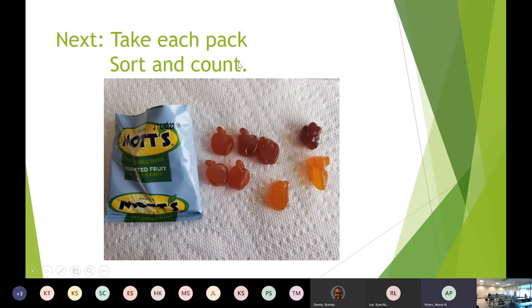Take each pack, sort and count. And you're going to keep a running tally of this.